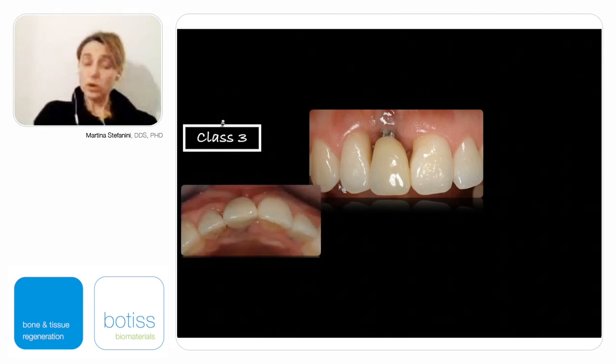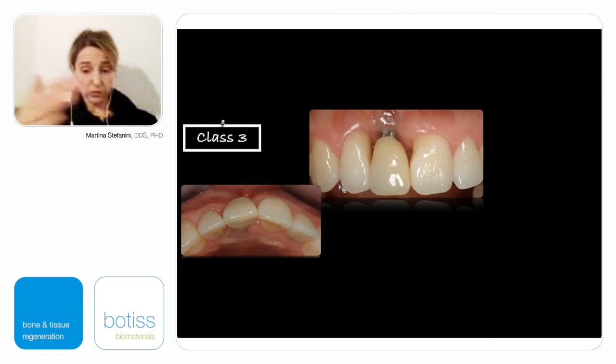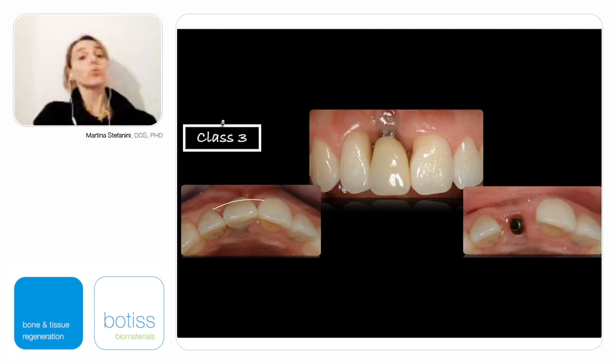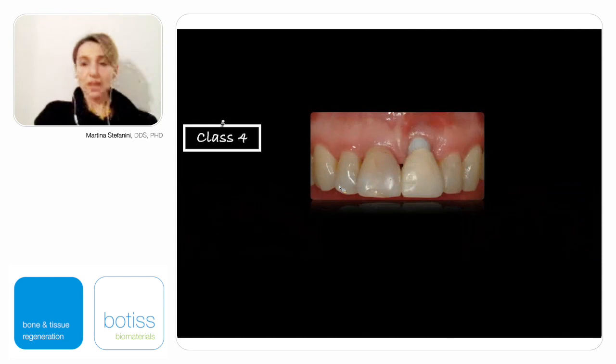And if we look occlusally at the crown of the implant supported crown, we can see that the crown is outside the imaginary line that connects the soft tissue at the level of the two adjacent teeth. So we need to remove the crown and check if the implant head is inside or outside this straight line. And in class 3, the implant head is positioned properly.